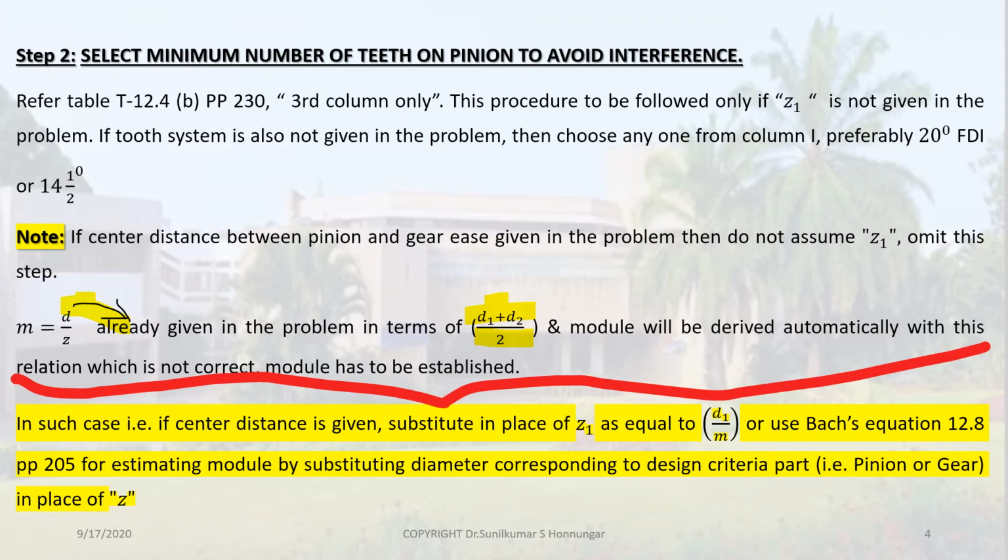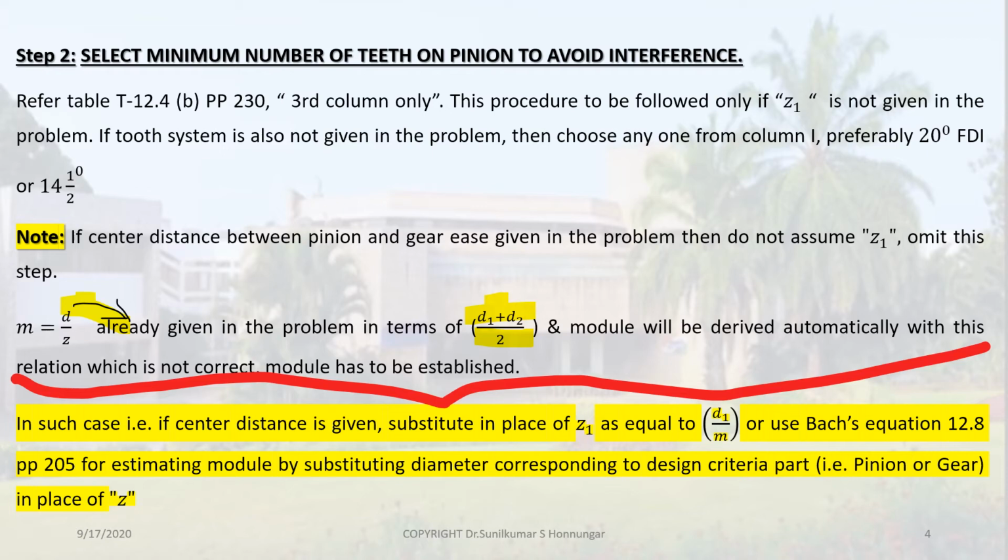Also if the tooth system, that is the tooth profile, is not given in the problem. Suppose, I think I told this, that there are 2 types of tooth profile. Of course, there are 3 basically, in depth, to be precise. 3 means 20 degree full depth and 20 degree stub tooth, and another one is 14.5 degree. If nothing is given in the problem, you are free to make an assumption of either 20 degree or 14.5 degree. So this you have to follow.